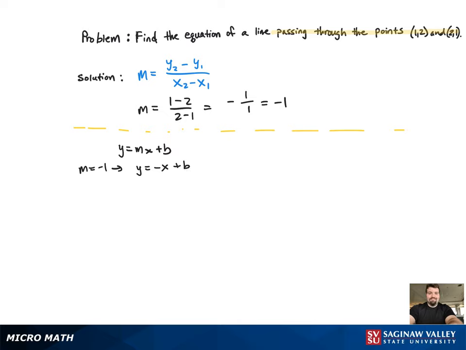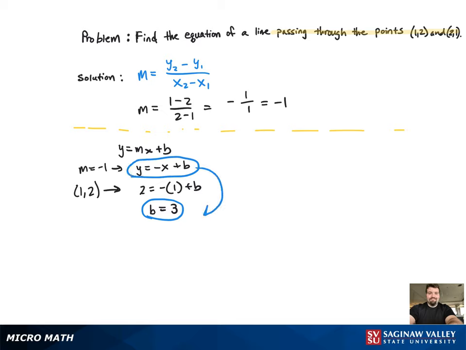Now we need to solve for b, so we're going to plug one of the points in. Arbitrarily, just use (1, 2). Now we need to solve for b. Now we're going to plug b back into the equation. And we get y equals negative x plus 3, and that's the equation of our line.